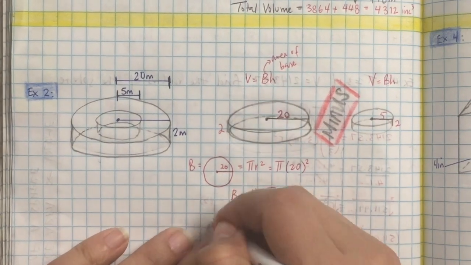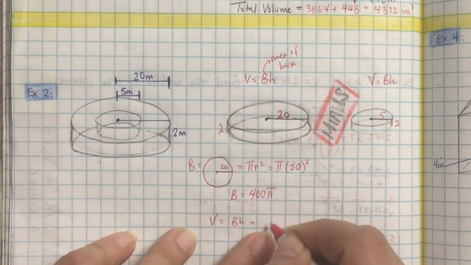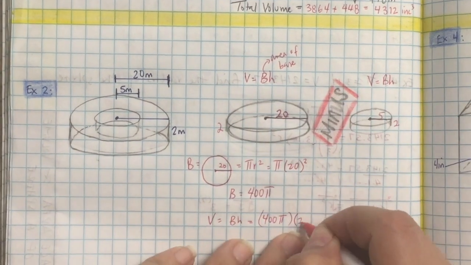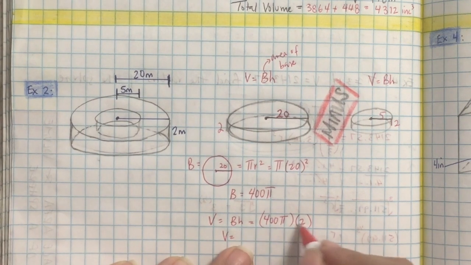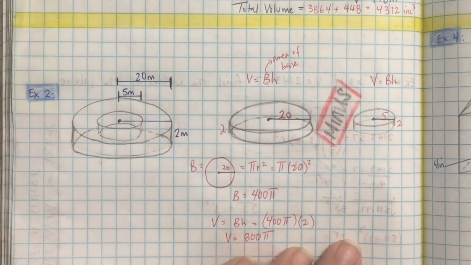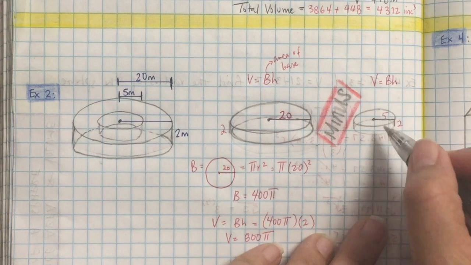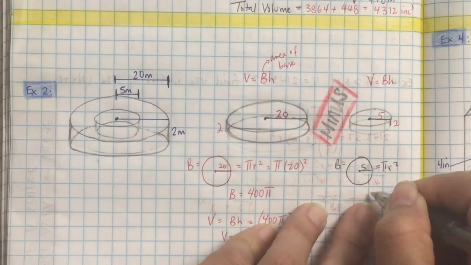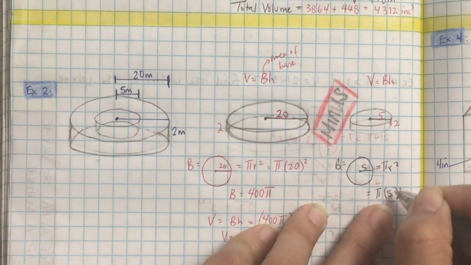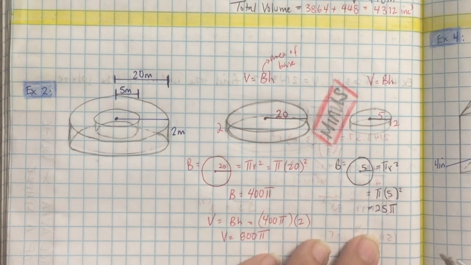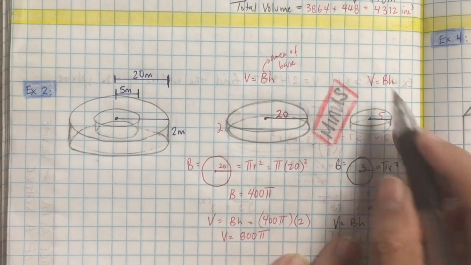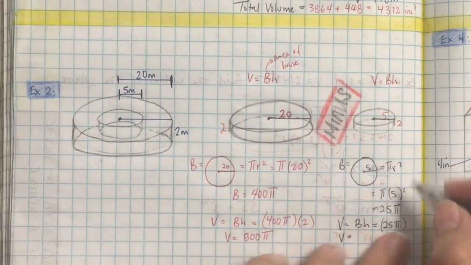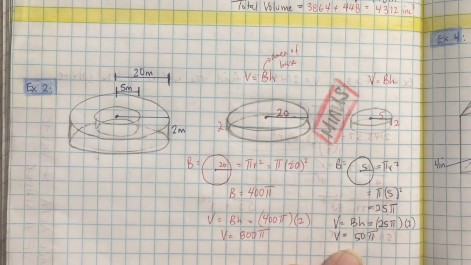Right, so again, the volume is the area of the base, which is 400 pi, times the height, and the height of the cylinder is 2. So it's going to give me 800 pi, and I'm leaving pi in the answer until the end. Right, for the smaller one, same thing. It's a circle with a radius of 5, so the area of that circle is pi r squared, which is pi times 5 squared, so it's going to give me 25 pi. And then the volume is the area of the base, which is 25 pi, times the height of the cylinder, which is also 2. So it's going to be 50 pi.